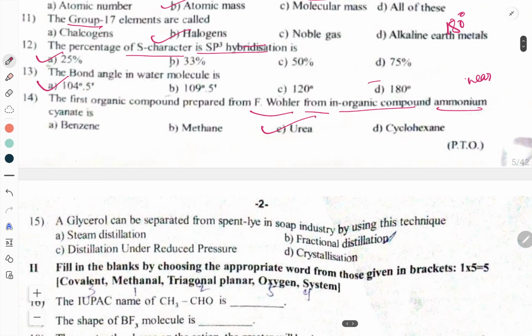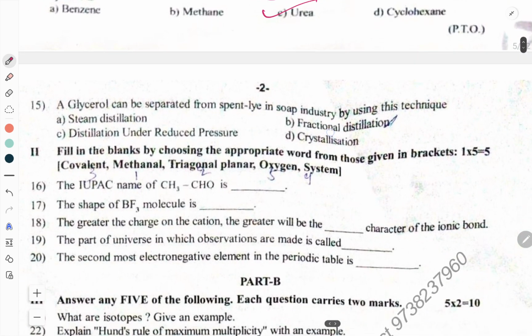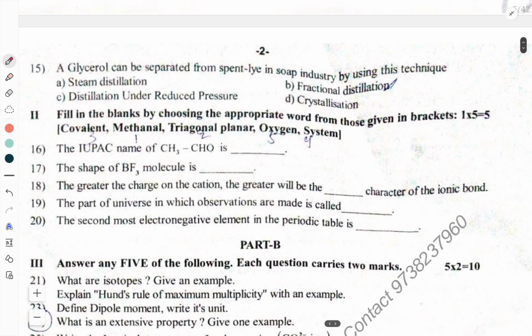Next, move on to the 15th question. The glycerol can be separated from spent lye in the soap industry by using this technique. The glycerol can be separated by distillation under reduced pressure. So option C is the correct option.